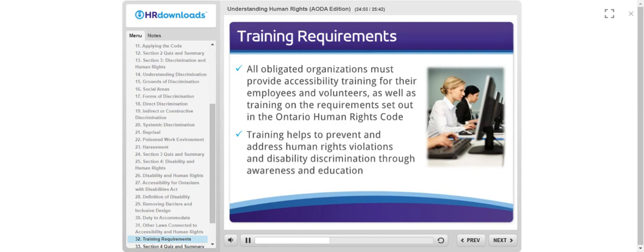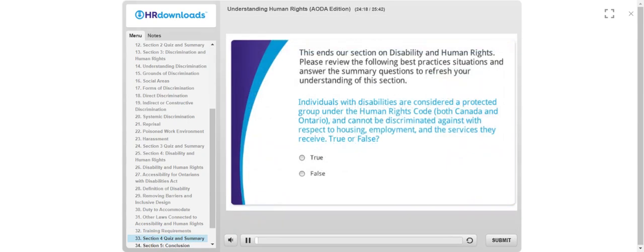Under the requirements outlined in the Integrated Accessibility Standards Regulations, all obligated organizations, public or private, large or small, must provide accessibility training for their employees and volunteers, as well as training on the requirements set out in the Ontario Human Rights Code. Training helps to prevent and address human rights violations and disability discrimination through awareness and education. This ends our section on disability and human rights. Please review the following best practices situations and answer the summary questions to refresh your understanding of this section.